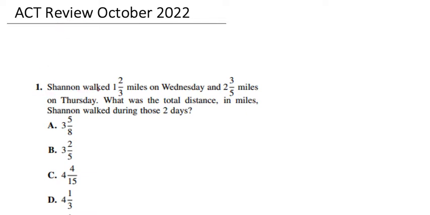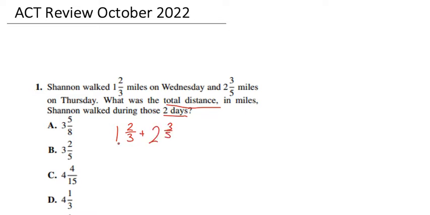For number 1, we have that Sharon walked 1 2/3 miles on Wednesday and 2 3/5 miles on Thursday. What was the total distance in miles Shannon walked during those 2 days? So in order to find the total distance over the 2 days, all we have to do is add these two mixed numbers. So 1 2/3 plus 2 3/5.